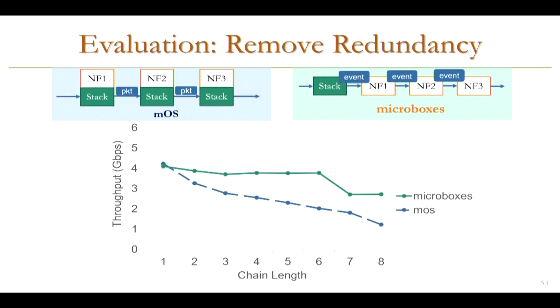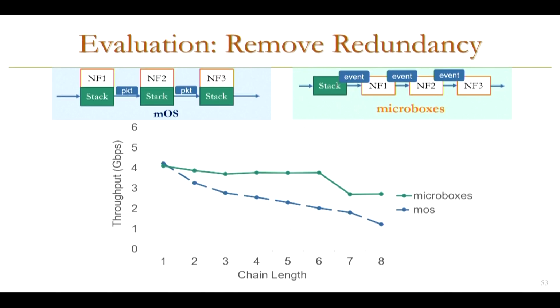To evaluate the benefits of removing redundancy, we first put MOS into our NFV framework. Since a straightforward way to chain MOS NFs is using a packet interface between instances, and it performs stack processing for each NF. In contrast, our macroboxes only need to perform stack processing once, and then forward the stack events through the chain of NFs. For both cases, NFs themselves perform negligible processing, and we use a workload of 4,000 concurrent web clients accessing an 8 KB file.